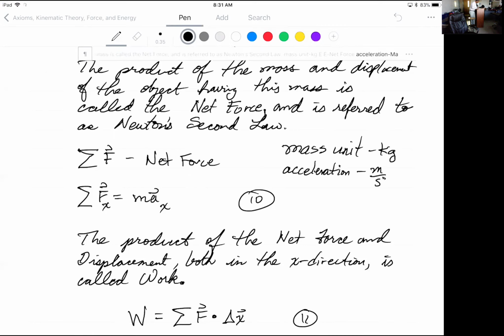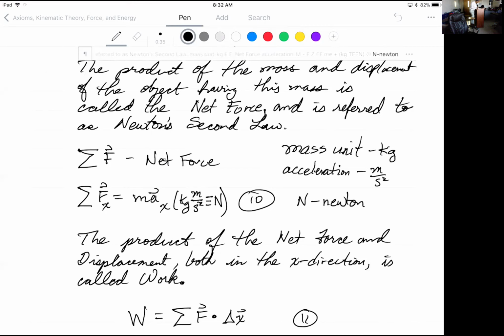Meters per second squared. Okay, so the units here are kilograms times a meter over second squared. Those are our units for force. And we just give this a name, and we honor Newton with that. So N just represents a Newton.